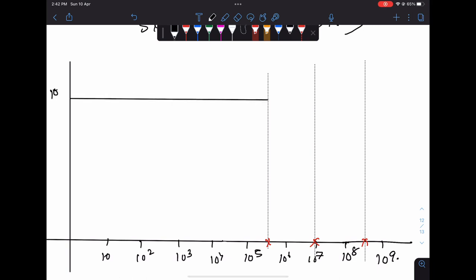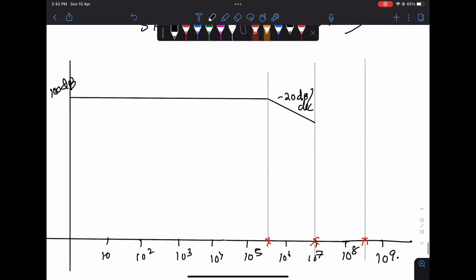Up to 5 into 10 to the power 5, 100 dB is there, because it is clearly given that when we put f equal to 0 in the transfer function, we get 10 to the power 5, so 20 log 10 to the power 5 is nothing but 100 dB. After that, minus 20 dB will be there. Minus 20 dB per decade means per 10 times increase in frequency, a 20 dB decrease will be there.